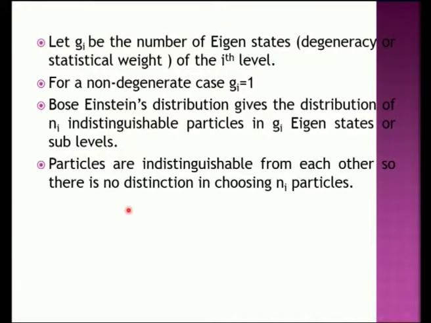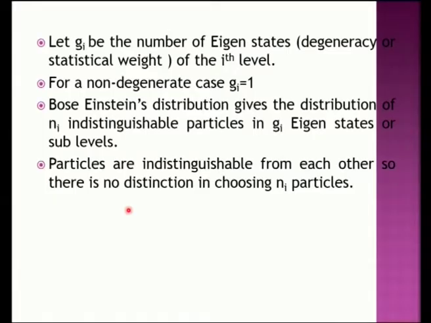Degeneracy means how many splittings are possible within that energy level. That is the meaning of degeneracy. So, here Gi is the number of eigenstates or degeneracies of the ith level. If the energy level is non-degenerate, then Gi has the value 1.